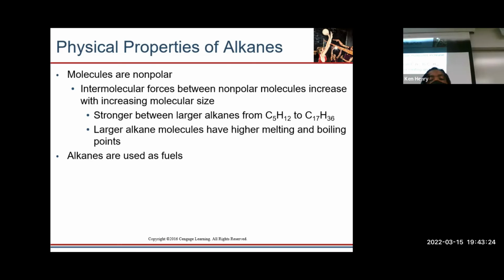So that basically means that the larger the molecules, the higher your melting point is going to be, the higher your boiling point is going to be. So the bigger you are, it's going to take a lot more energy to get you to break up because you have many more points of interaction than you would if you were a small one. Okay. So we also know that most alkanes are fuels, right? Because we talked about octane gas, propane we use to grill, butane, yeah.